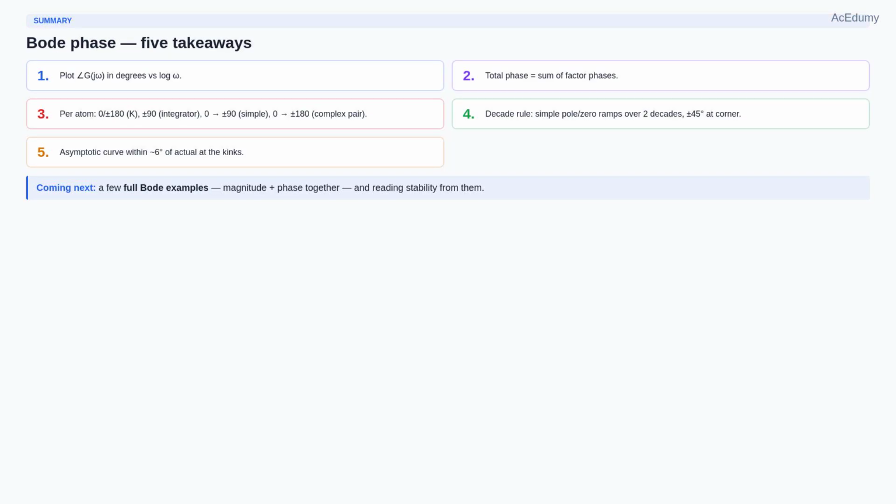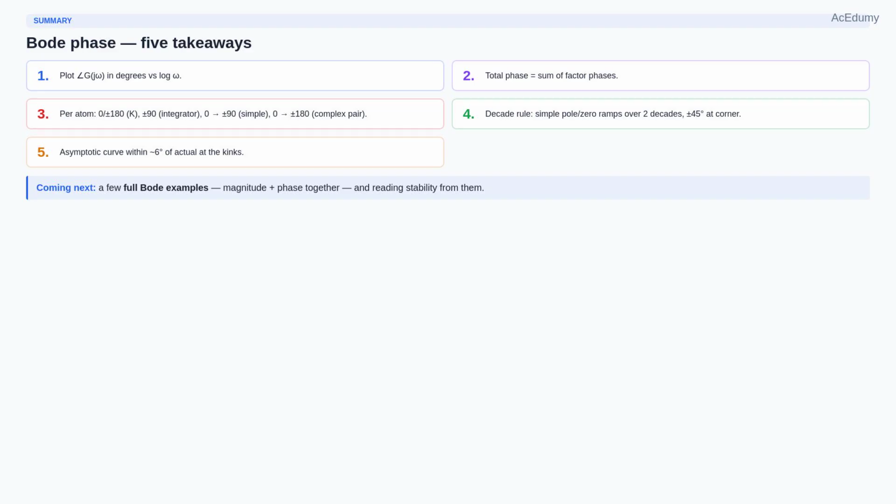Summary. Bode phase plot: phase in degrees versus log frequency. Total phase is the sum of factor phases. Use the same atom decomposition as for magnitude. Each atom has a known asymptotic phase: 0 or 180 for constants, plus or minus 90 for integrators and differentiators, smooth transition between 0 and plus or minus 90 per simple pole or zero, double for complex pairs. Decade rule: simple pole or zero ramps over 2 decades with the corner at the midpoint. Sum the contributions, draw the curve, read the system.